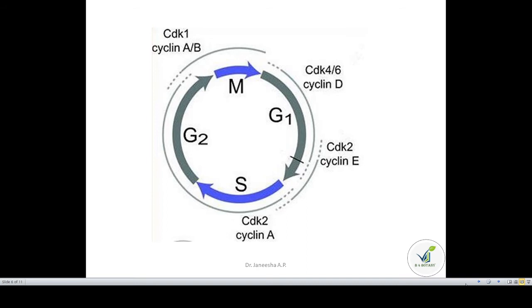And the cyclin A combines with the CDK2 and acts at S phase, and it is prolonged into the G2 phase. And the CDK1 along with the cyclin A combines and forms the complex, and it is mainly activated during the M phase. So these are the Cyclin-CDK complexes.